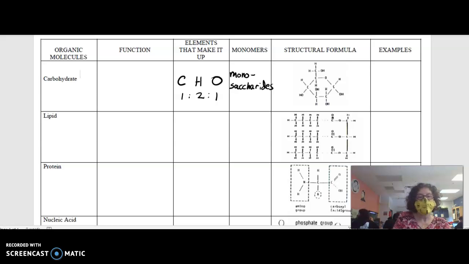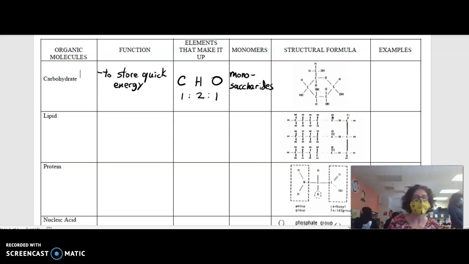The function of carbohydrates is mostly to store quick energy, right? It's for quick energy. It's the first place your body's going to go when it needs to do something, when a cell needs to do work, or when your muscles need to work to get you away from a bear that's chasing you. It's going to go to the carbs first because they're very energy rich.